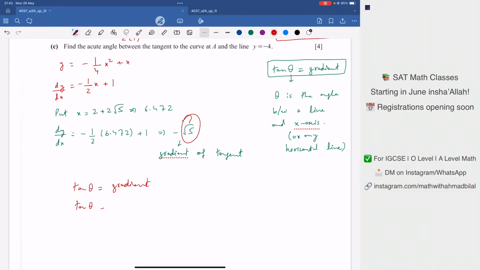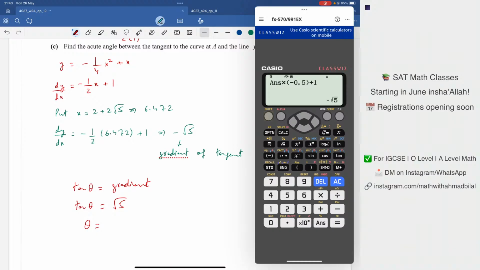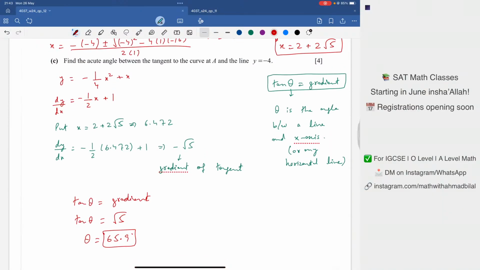We could get an acute answer directly from that, or we could use the negative answer. That will give us an obtuse result, and that's okay. We could just do 180 minus that then. In order to get an acute answer, we can just use the positive value from here directly, right? So tan inverse of square root of 5, let's see what we get from that. That's giving me 65.9 degrees, and that's the angle that we were looking for. 65.9 degrees, that's the angle between that tangent and the line y equals minus 4. And that's the final solution that we've got.